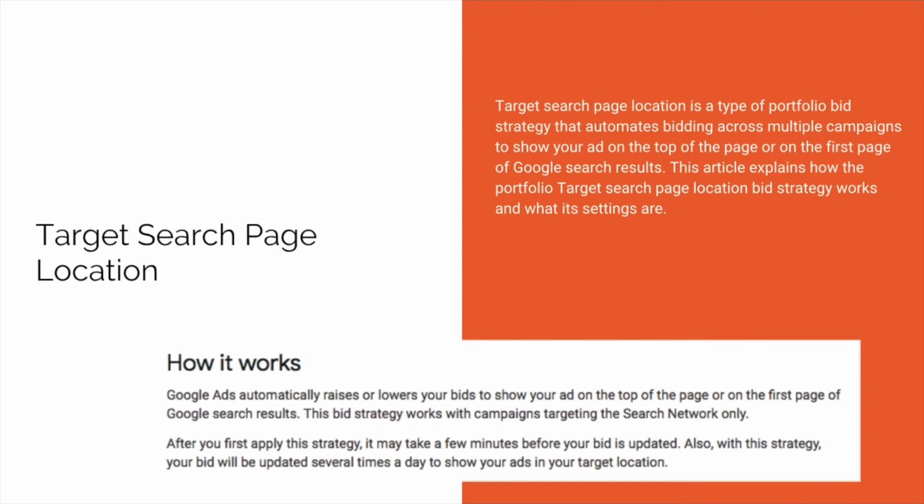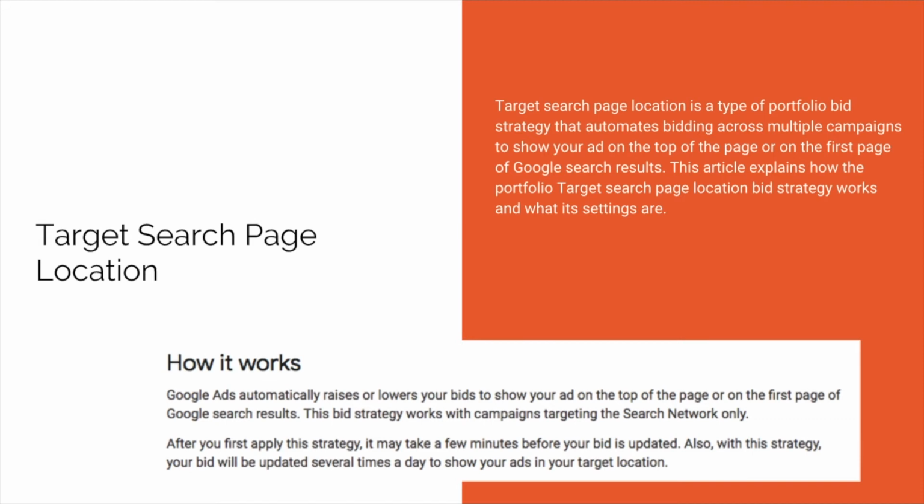Now, if you look at how it works, Google Ads automatically raises or lowers your bid to show your ad on the top of the page or on the first page of Google search results. Now, this strategy works with campaigns targeting only the search network. This is something that you need to understand, because in display campaigns, there is no search that's happening. Nobody is searching for your ads, and certainly there is no question of ads showing in the first, second, or third positions. The positions game is only as far as the search network is concerned.